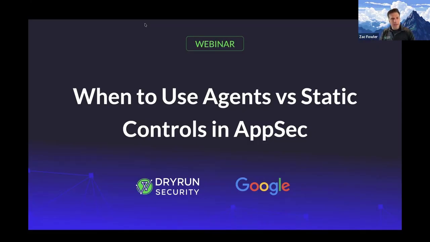Today we have Aaron and Justin joining us, and part of our discussion today is going to be when to use agents and static controls in AppSec. My name is Zach Fowler, and I'm the senior AppSec engineer here at Dry Run Security and your moderator for today. We'll try to make it even so that everybody has an equal chance to discuss their opinions.